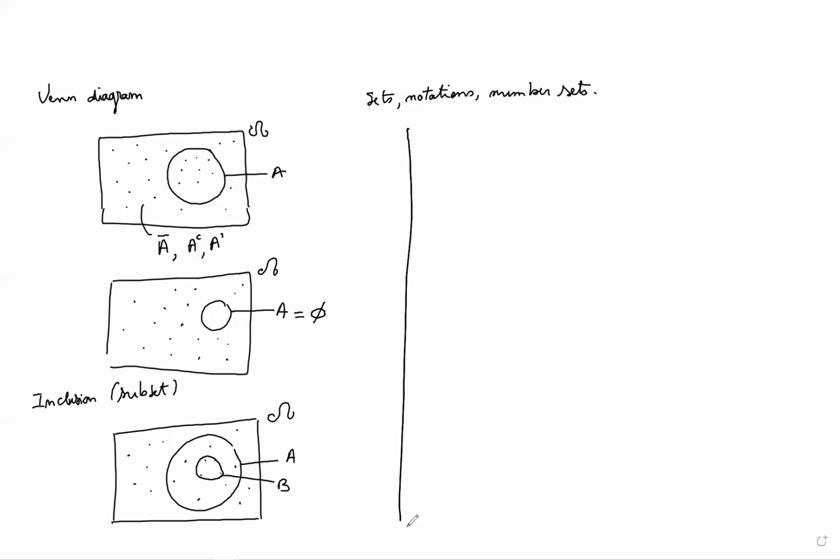B is a subset of A. You will say B is a subset of A, or B is included in A, and the notation is this one, included in. So it's an inclusion.